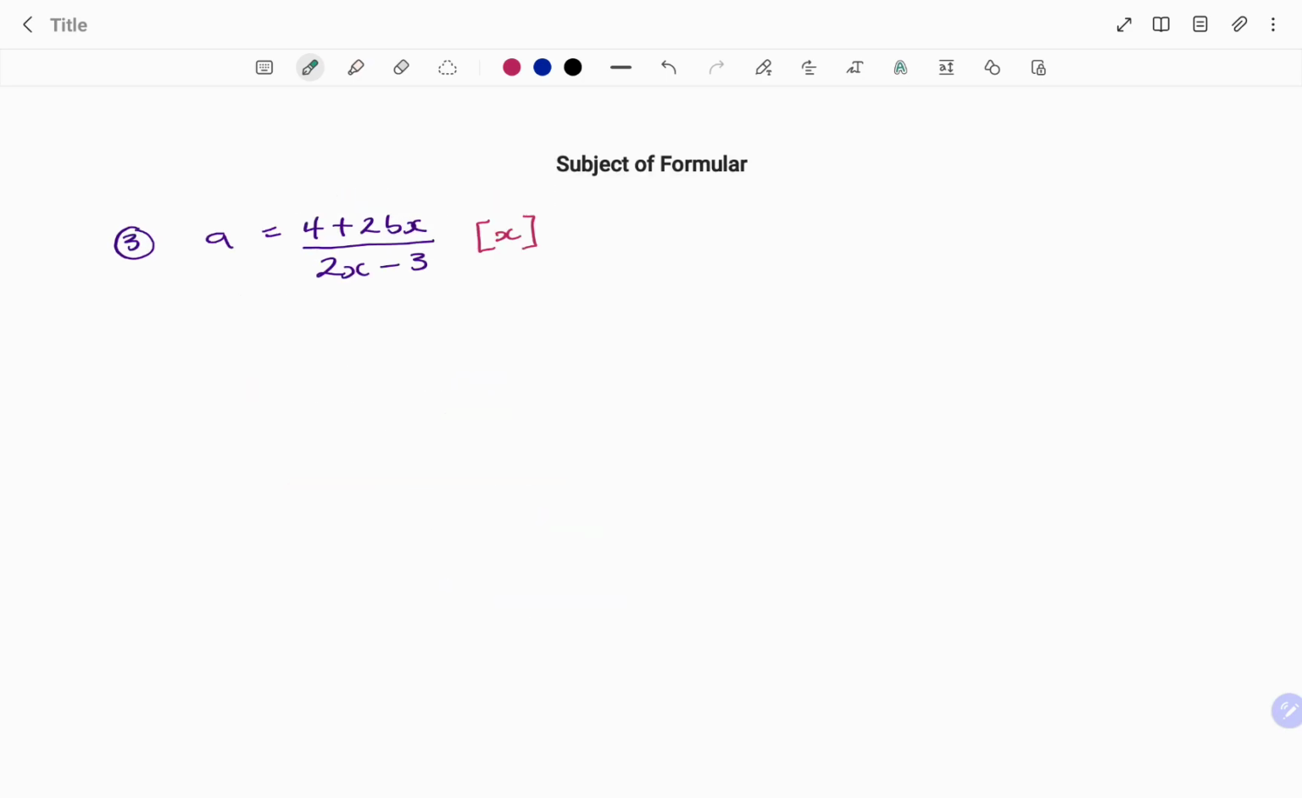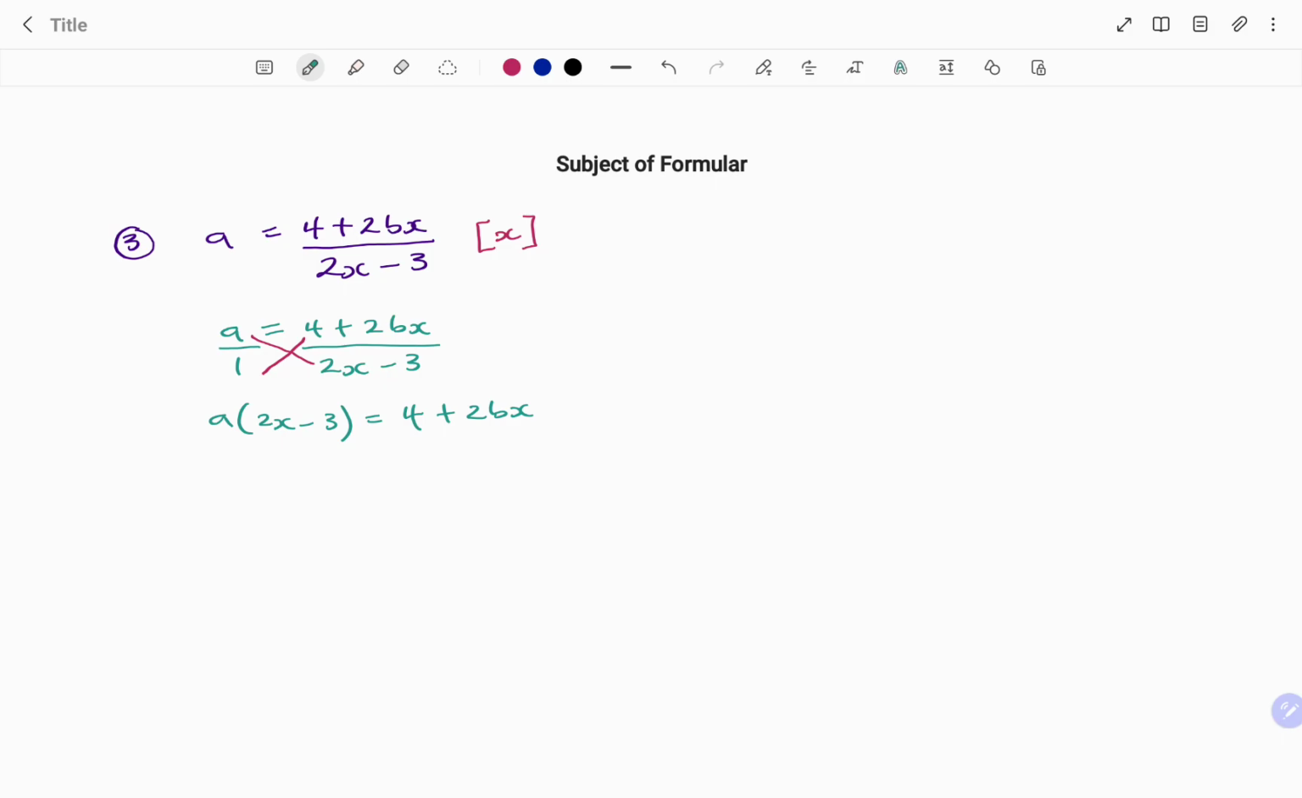In the next example, I have a equals 4 plus 2bx divided by 2x minus 3. The a is over 1, so the next step is to cross multiply. Cross multiplying, my a will multiply the denominator here. Likewise, my 1 for plus 2bx. So I have a multiplying 2x minus 3, because it's more than one term, I'm going to put that in a bracket. I have 1 multiplying 4 plus 2bx, which remains the same.